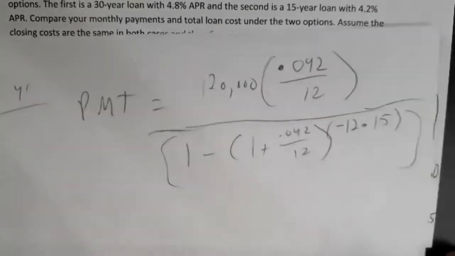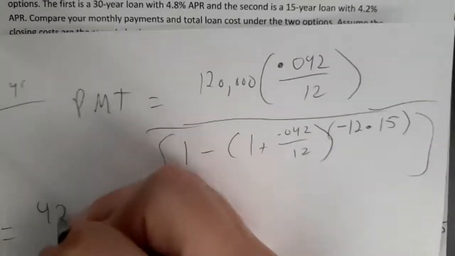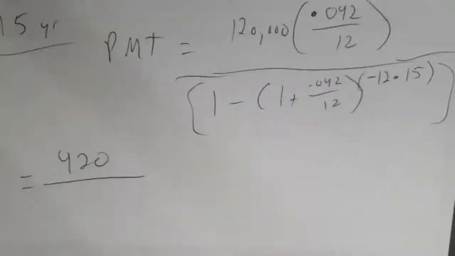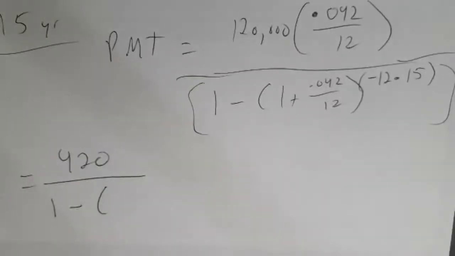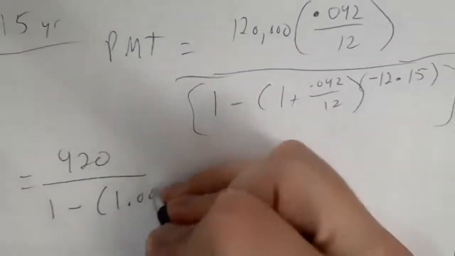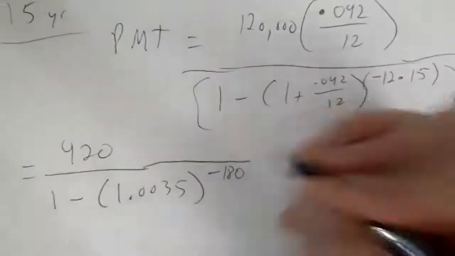So I'm hoping if I give you this information, you can get this much set up. So if I do 0.042 and I divide that by 12 and then I multiply that by 120,000, that should give me 420 on top. This is giving me 1 minus 1 plus 0.042 over 12, which is 1.0035, and I have to raise this to the negative 180 power.